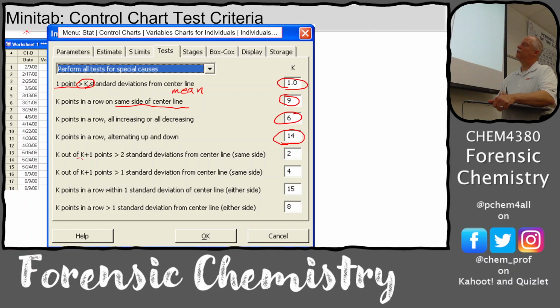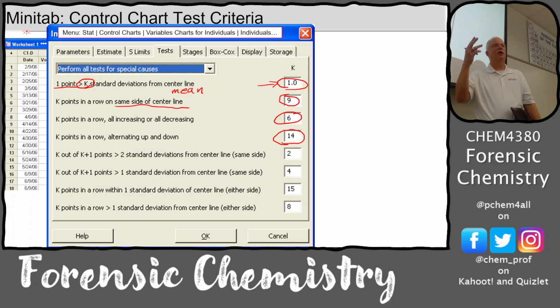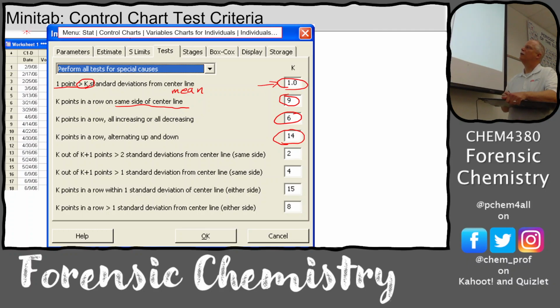Okay, so this is K out of K plus 1. So 2 out of 3 points greater than 2 standard deviations from the center line. So this is a little bit harder than this one up here. So this one might be too easy. So this is a little more difficult. This is saying, okay, if I'm only going to take action if 2 out of 3 of my data points are 2 sigma away. Okay.